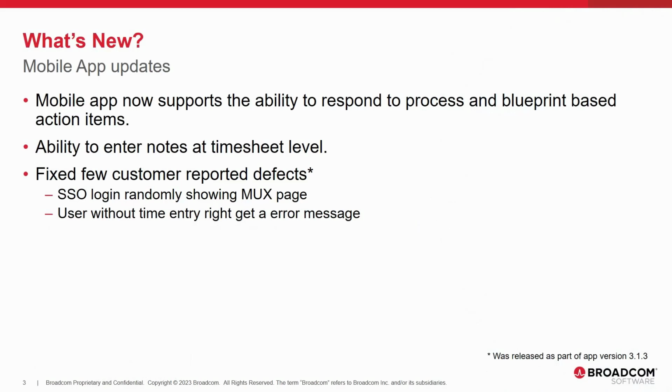There was another release of the app made earlier, which was version 3.1.3, that had a few customer reported defects. Specifically, the SSO login, where during the SSO login the customers would randomly see the modern UX page. And the second was in regards to access right: if a user that logged into the mobile app did not have time entry access right, then the user was seeing an error message. Both of those defects were fixed in the mobile app that is available in the marketplace, version 3.1.3.